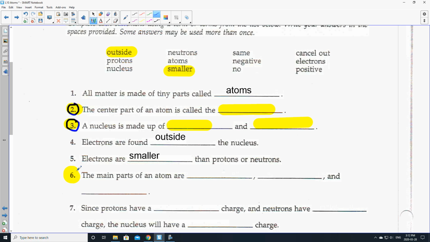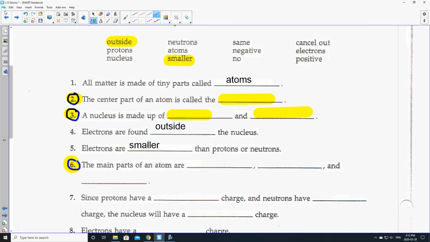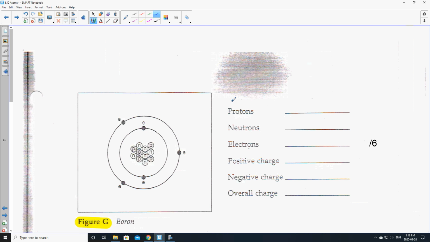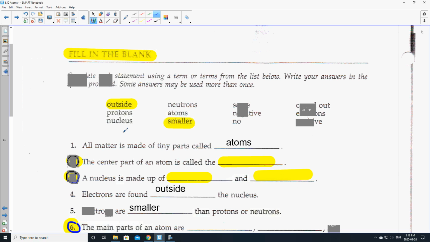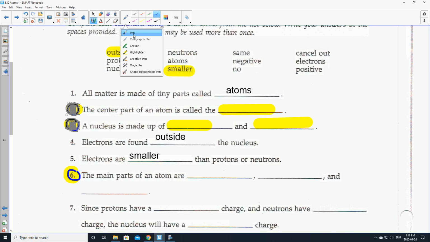The main parts of the atom are, so what are the 3 particles, the 3 parts of an atom? Let's look those up. Well, you can even just see them right here. What does the E stand for? What does the N stand for? What does the P stand for? So you just write those down here. So that's the idea.